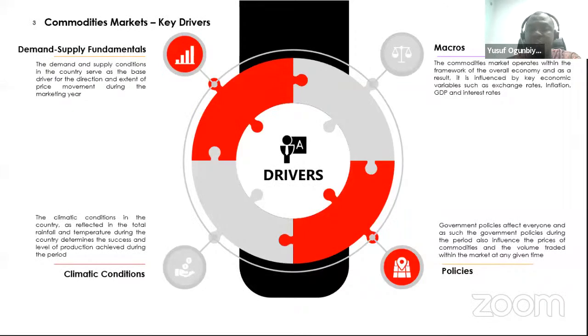So you have your demand supply fundamentals, and that's pretty similar for virtually all the commodities you have, whether it's for ag commodities, metals, or energy. It's the same thing, the demand supply fundamentals. And that means the production and the consumption of these commodities: are we having a deficit or are we having a surplus?